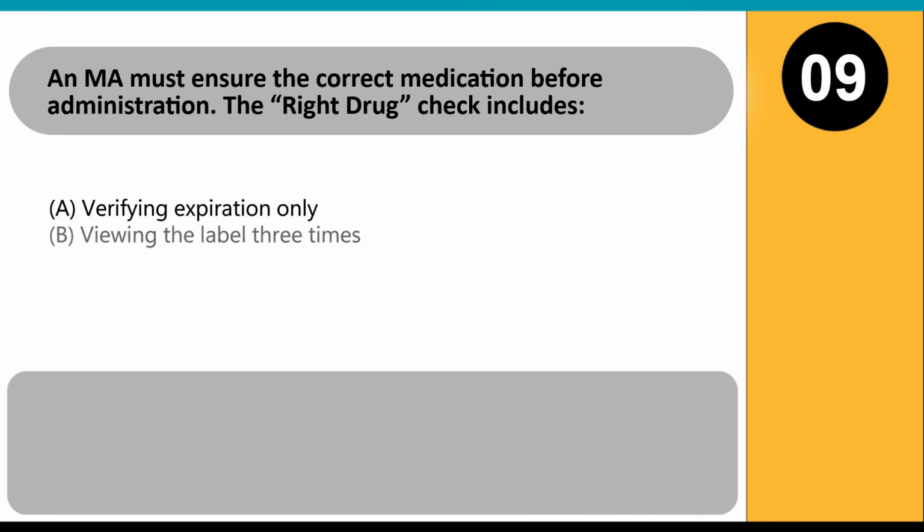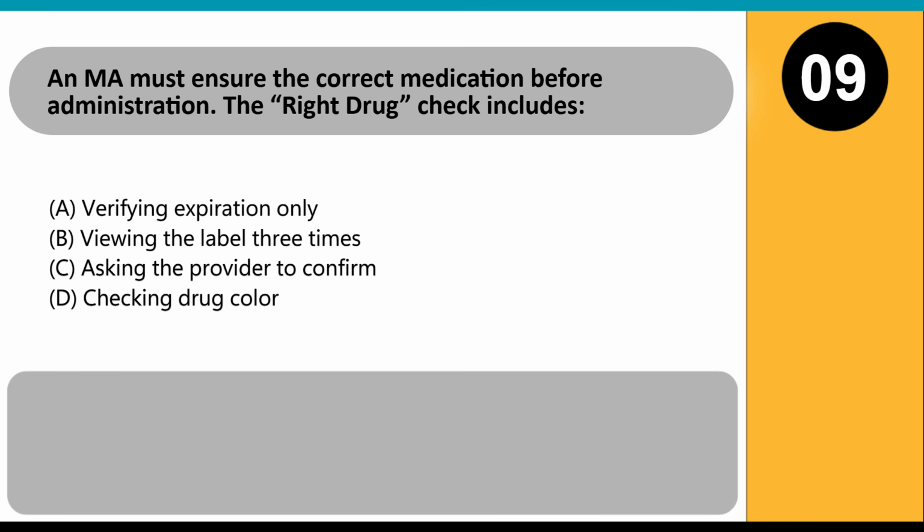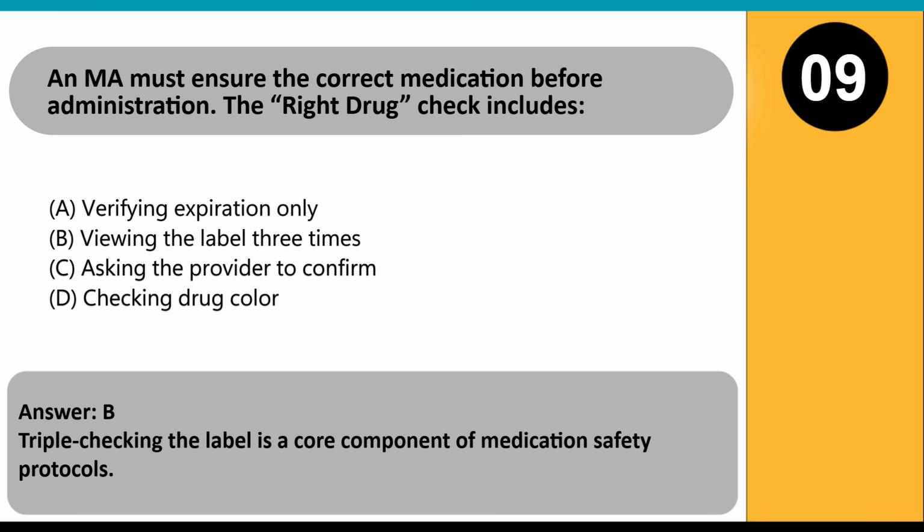An MA must ensure the correct medication before administration. The right drug check includes: A. Verifying expiration only. B. Viewing the label 3 times. C. Asking the provider to confirm. D. Checking drug color. Answer: B. Triple checking the label is a core component of medication safety protocols.